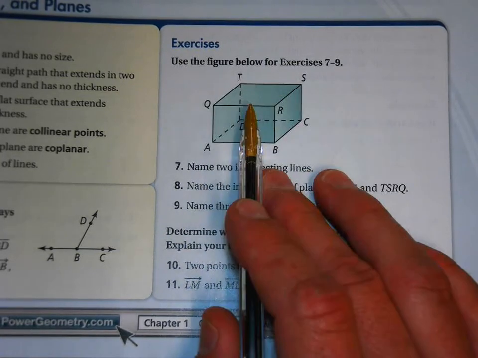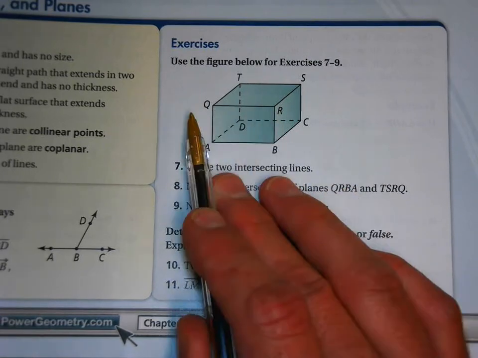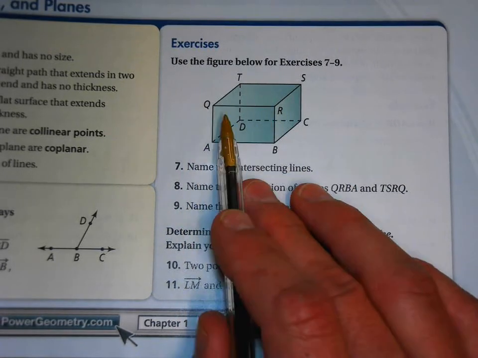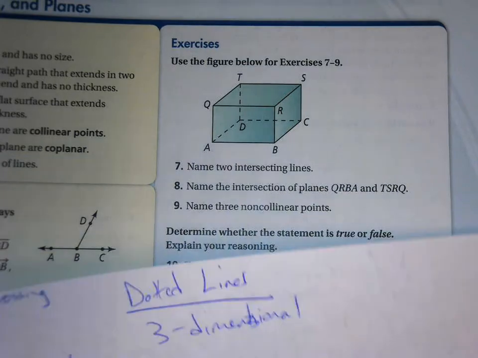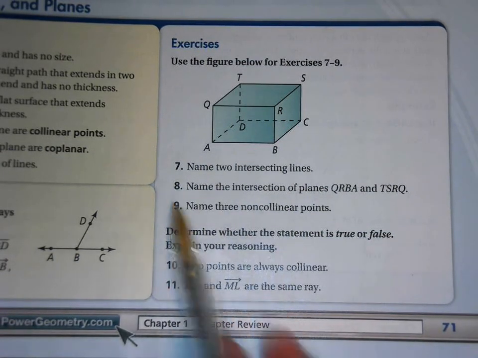And where do those two planes intersect? They intersect at the corner here, this corner. So where do they intersect? They intersect at QR or RQ. Both are correct. So there's only two correct answers for number 8. It could be RQ or QR.